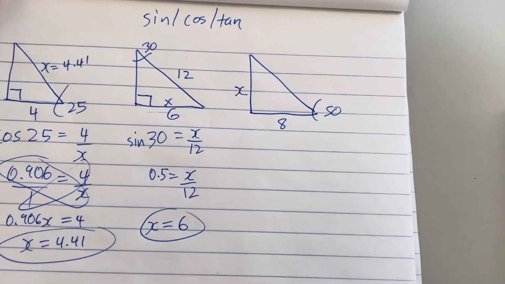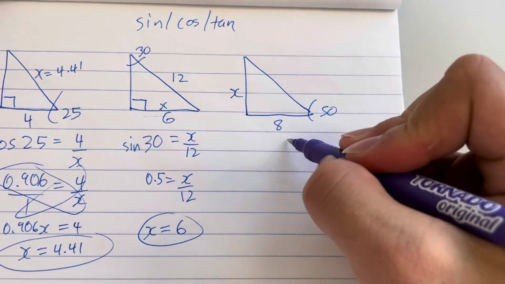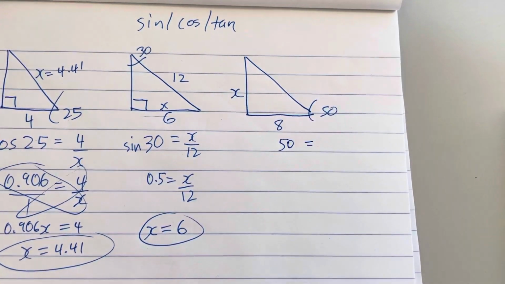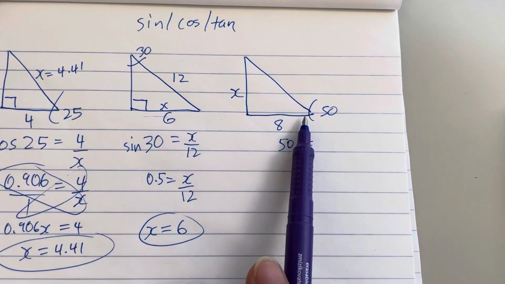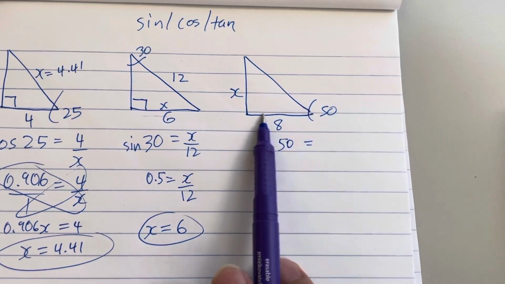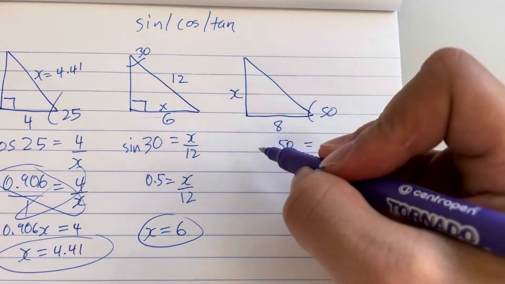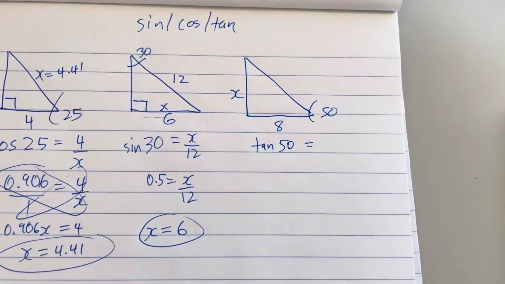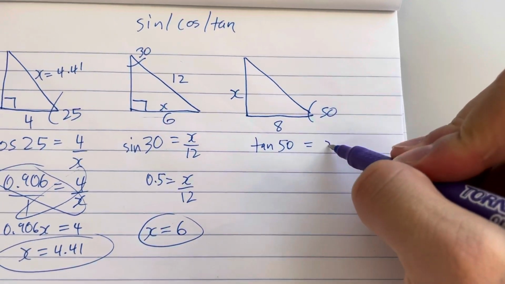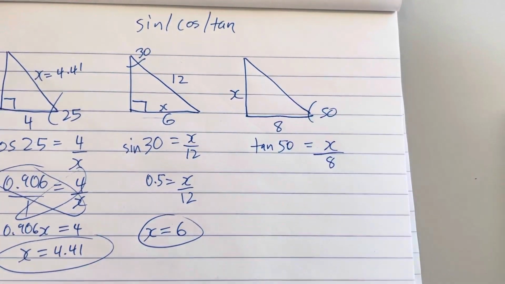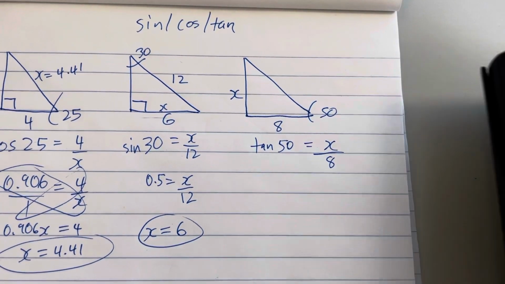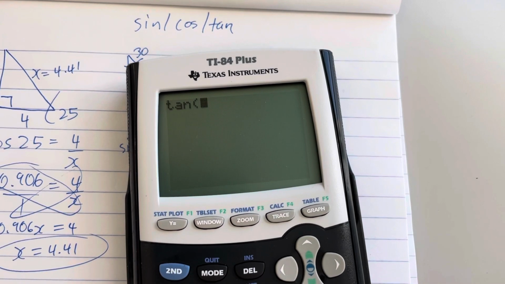Finally, right here, we are standing at 50, right? And we're trying to figure out what method this is. Well, you have here an opposite side and an adjacent side. Therefore, the only trig ratio that deals with that is tangent. So it's tangent 50 is equal to opposite over adjacent, okay? From there, we cross multiply, but before we do so, we need to figure out what is tan 50.